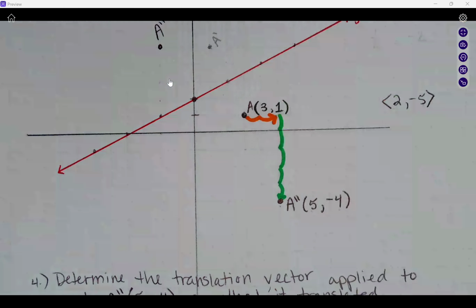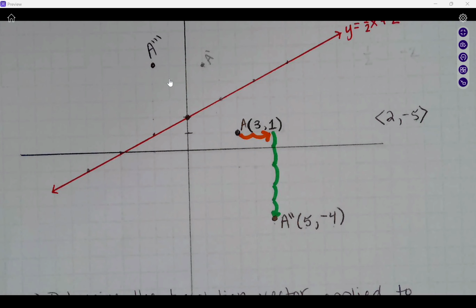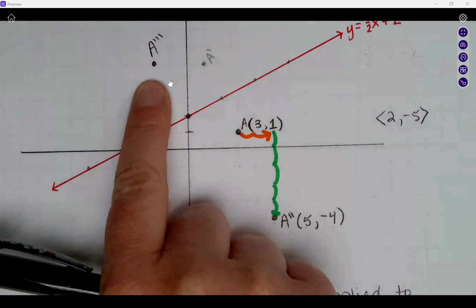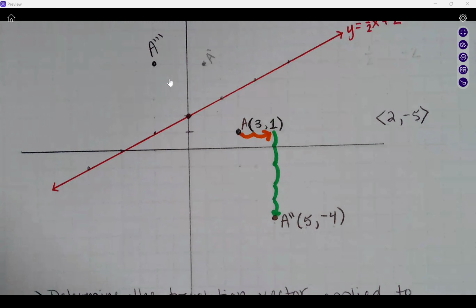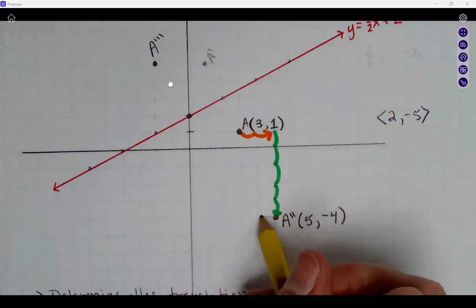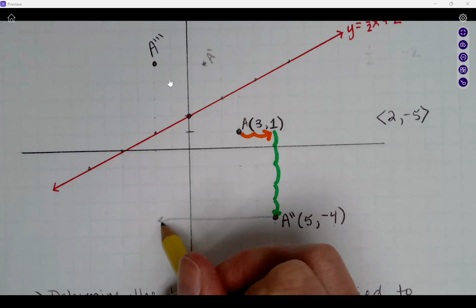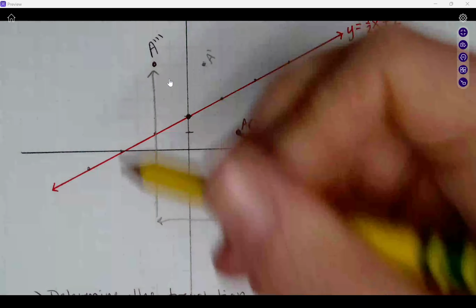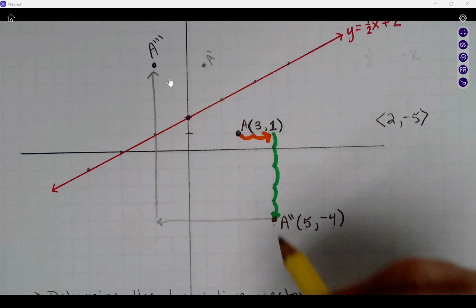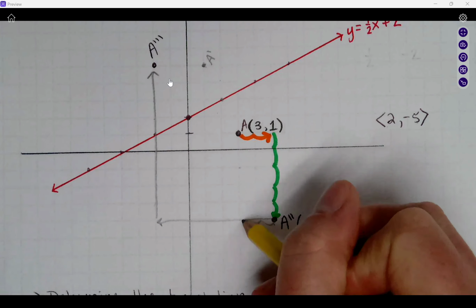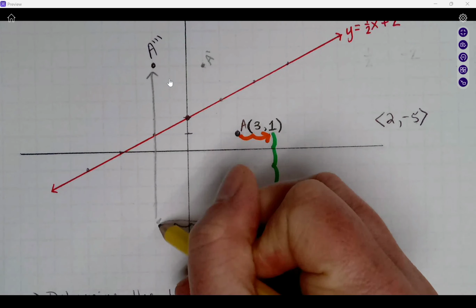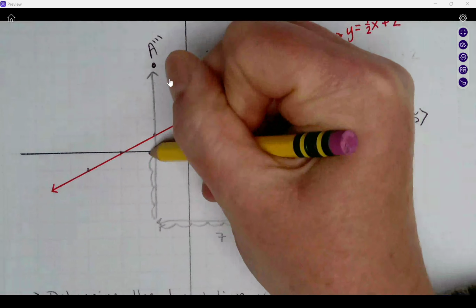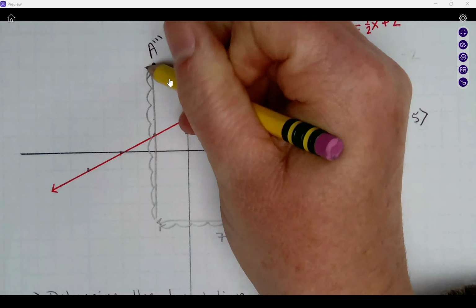Okay, and what we've been tasked with is trying to determine what translation vector was applied to A double prime so that it mapped over to A triple prime. So I need to figure out how many units to the left A double prime had to shift and how many units up A double prime had to shift or slide so that it ended up mapping on top of A triple prime. So let's do some counting. We've got 1, 2, 3, 4, 5, 6, 7 units. 1, 2, 3, 4, 5, 6, 7, 8, 9 units.